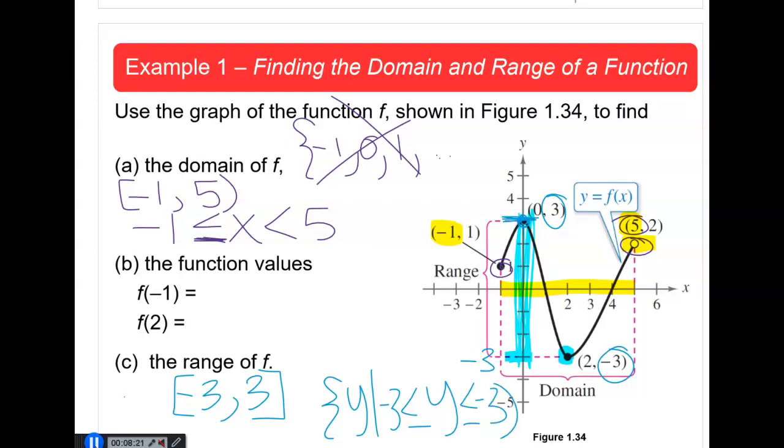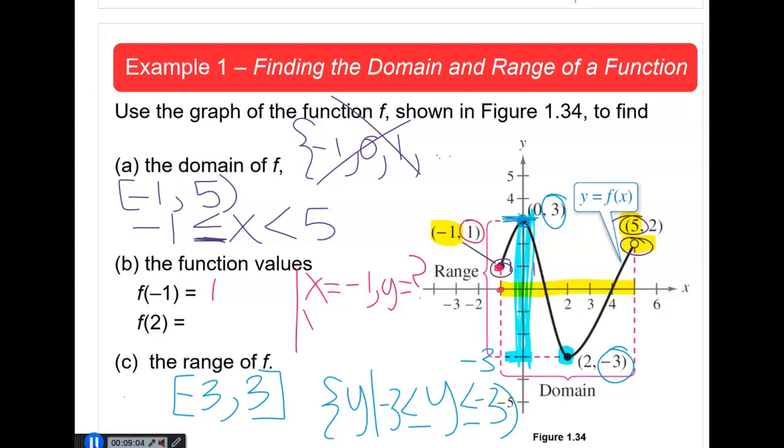Okay, now we're going to answer the question for part B, and it says find the function values. What's happening here is that we are given the x value of -1, and we need to find the y value that corresponds to it. So we have to locate -1 on the graph for x, which is here, and the point that corresponds to that will be the +1, the one that is on the actual graph. And that will be +1 for the y value.